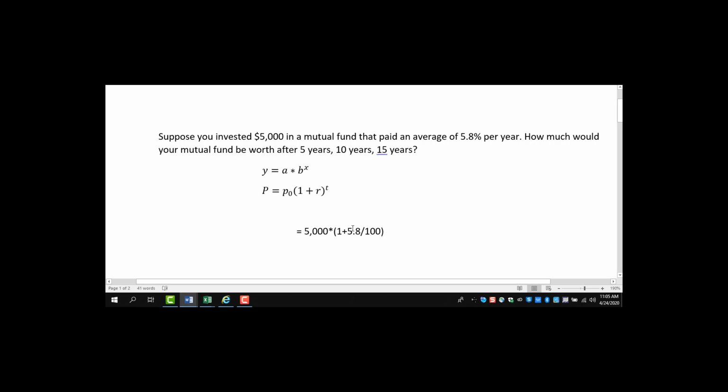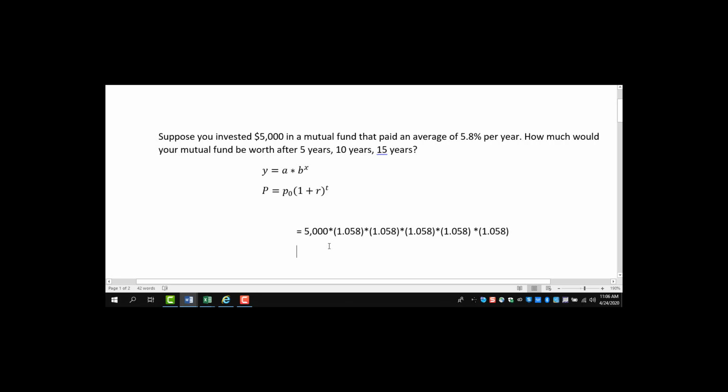When you put 1 plus 5.8 over 100 in your calculator, you're going to get 1.058. So that would be 1 year. If I did it again, that would be 2 years. If I did it again, that would be how much I had after 3 years. If I did it again, that would be how much I had after 4 years. And if I did it one more time, that's how much I would have after 5 years.